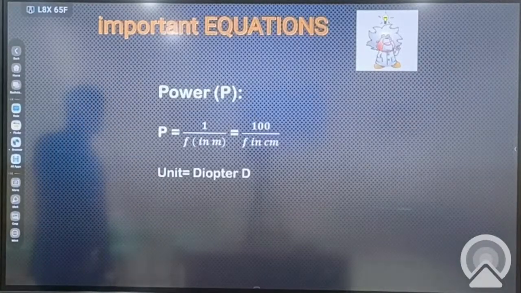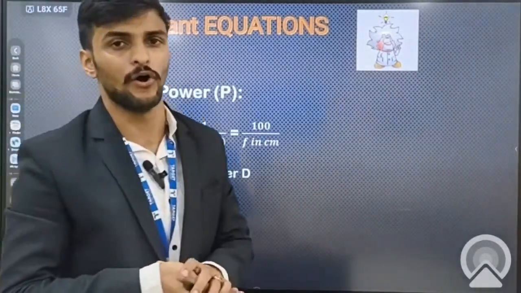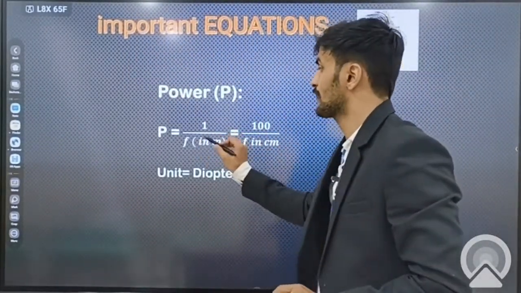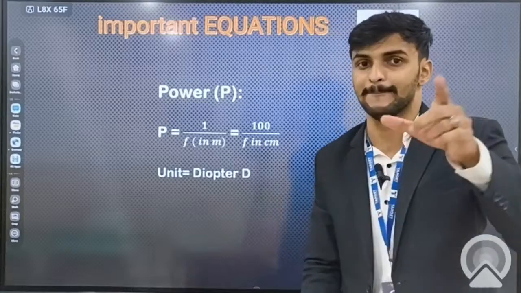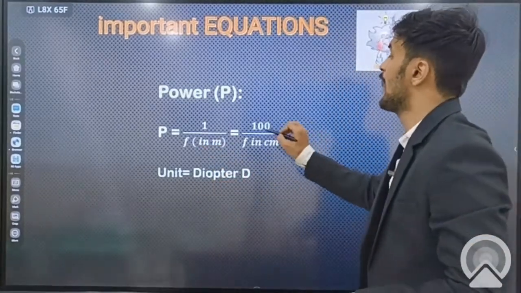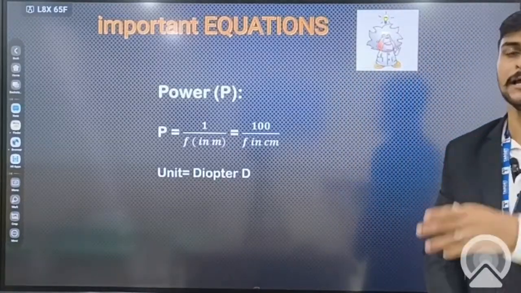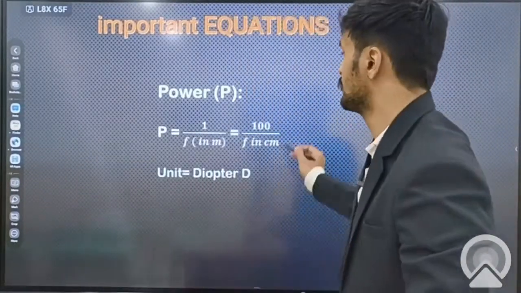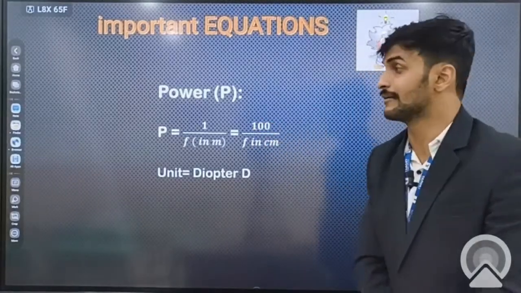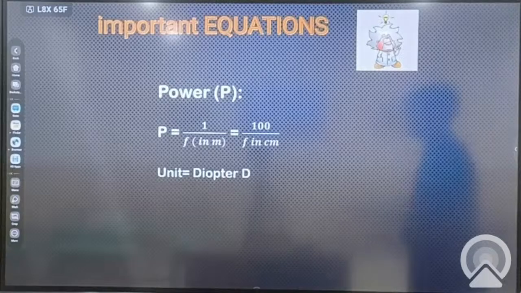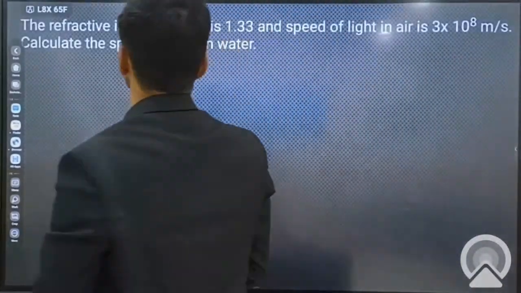Next equation is power. Power is very simple. Power is the reciprocal of focal length. A small twist is there: the focal length must be in meters. Clear? F must be in meters. Or we can use 100 by F in centimeters. In the majority of cases, focal length will be given in centimeters, so you can use P equal to 100 divided by F. And its unit is diopter. Okay, now let's go to some problems.